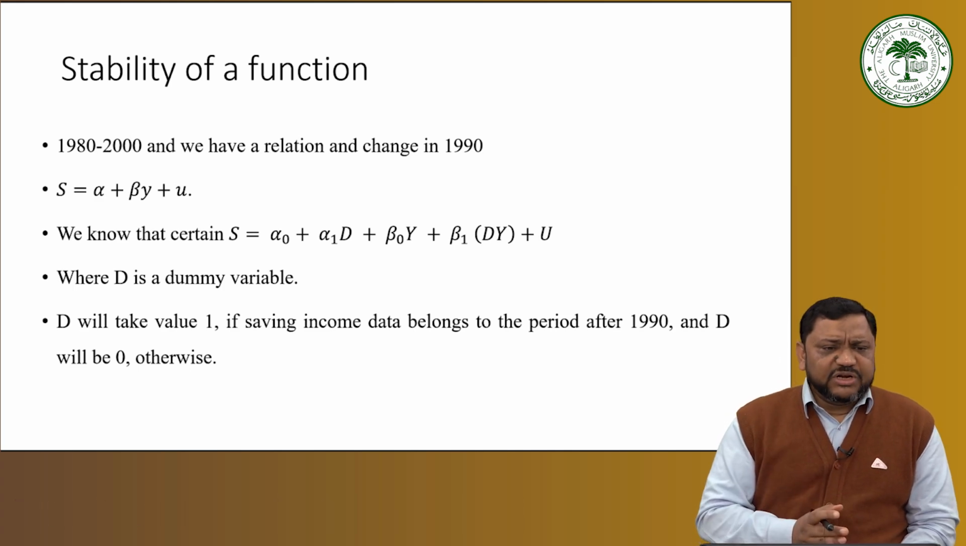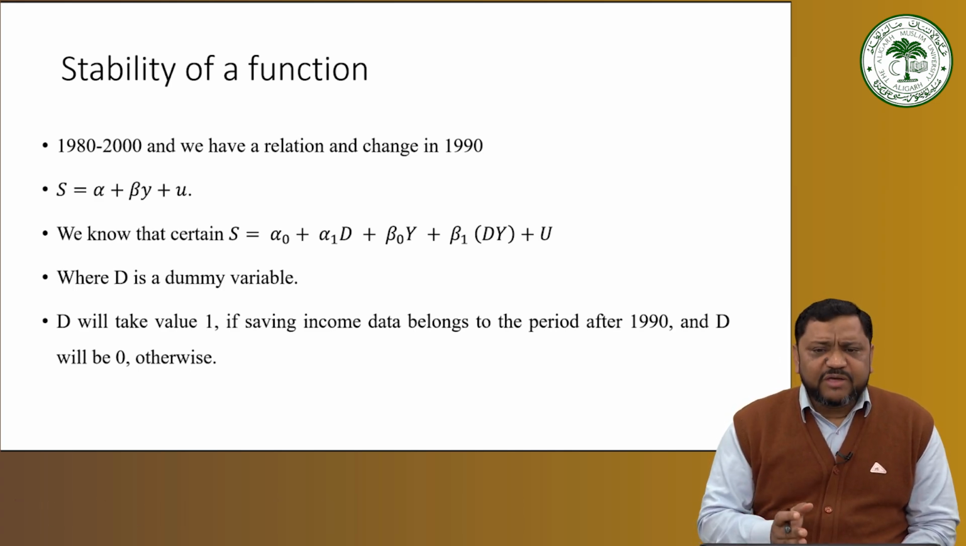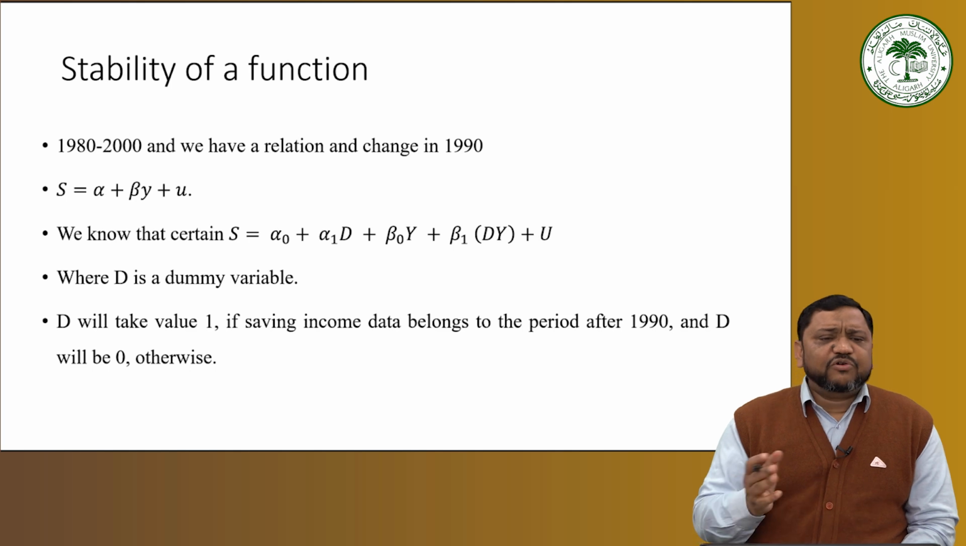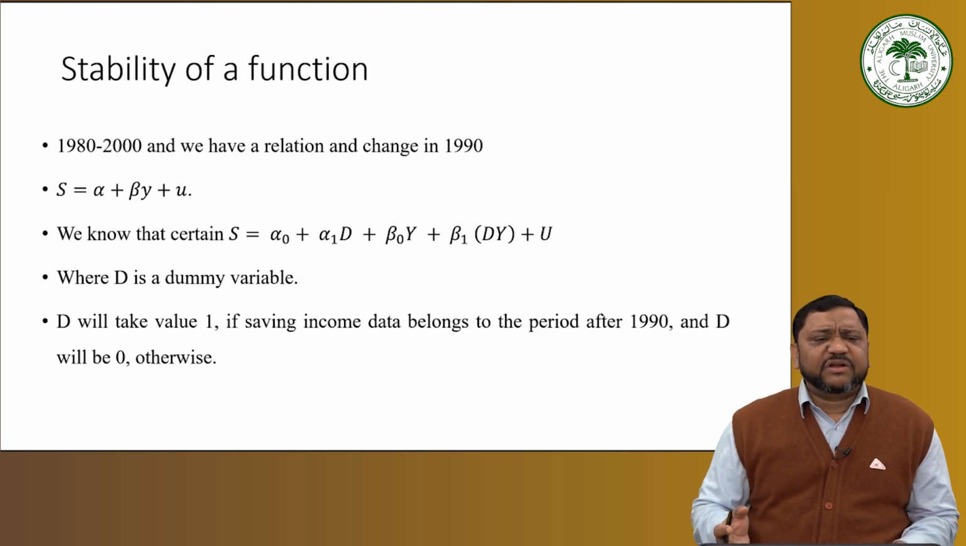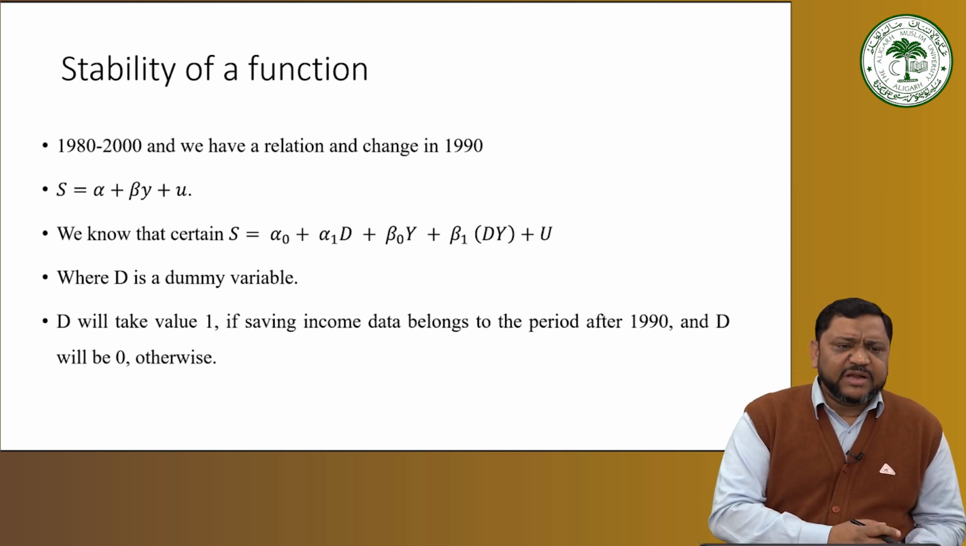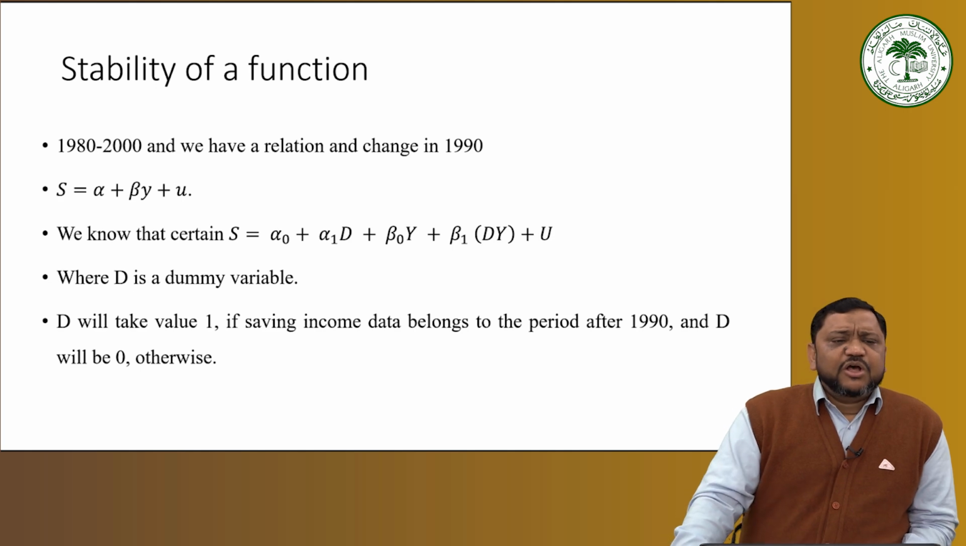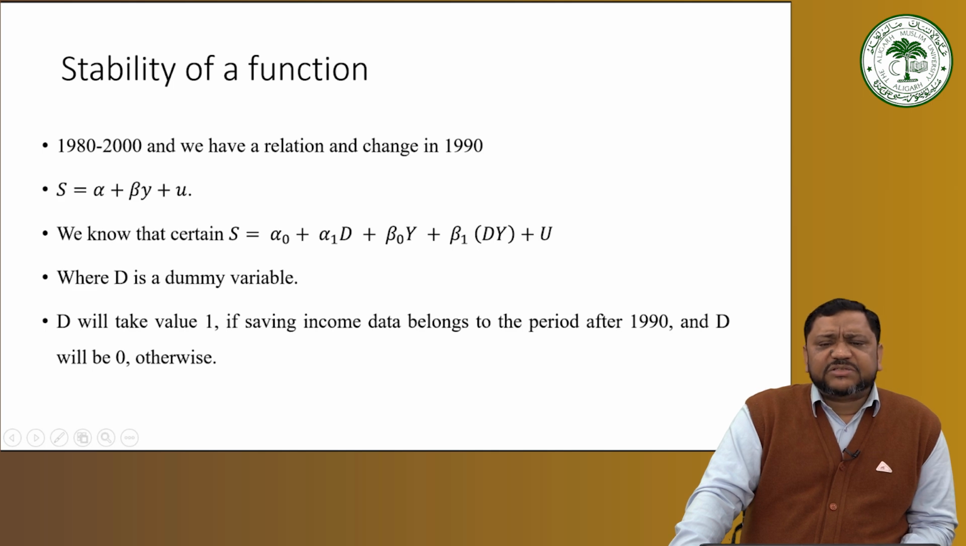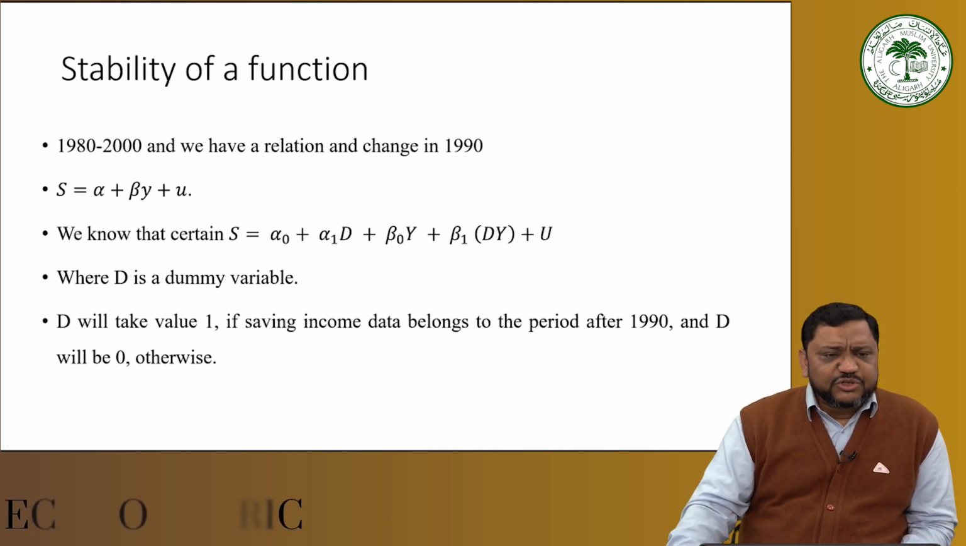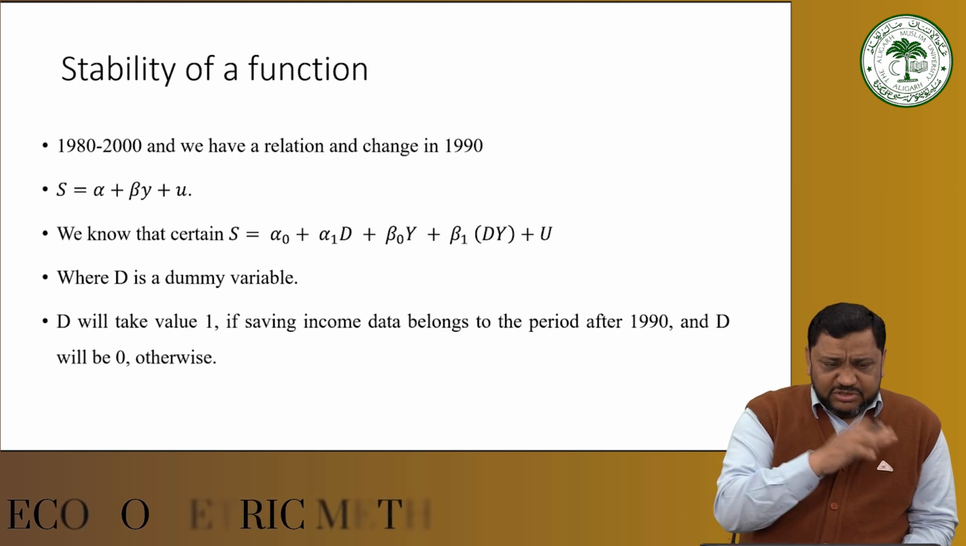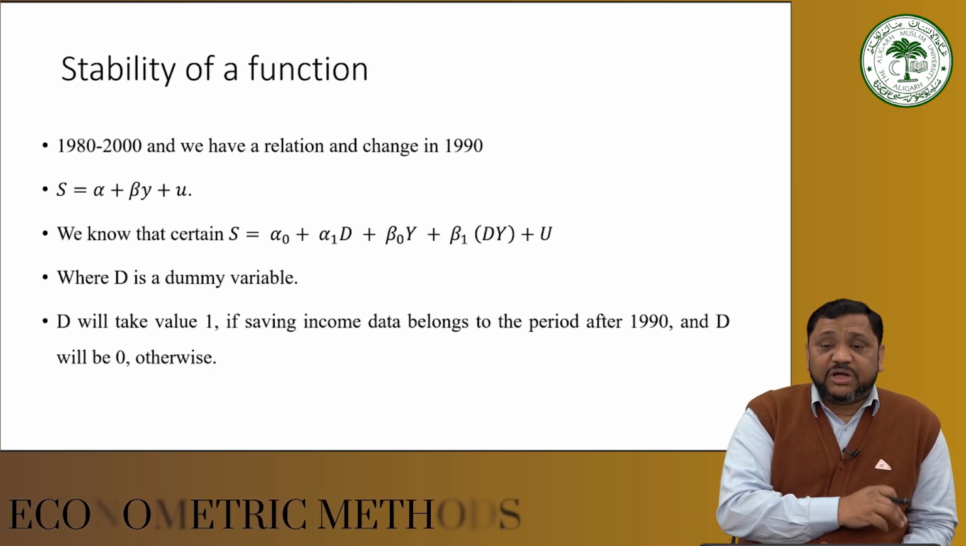The saving function is equal to alpha plus beta y, where y is the income, plus u. We want to test whether there was a significant difference before 1990 and after 1990. So one way was to perform two different regression equations, first from 1980 to 1990 and the second one after 1990, and then compare these two. This was the process which we used to do through the Chow test.